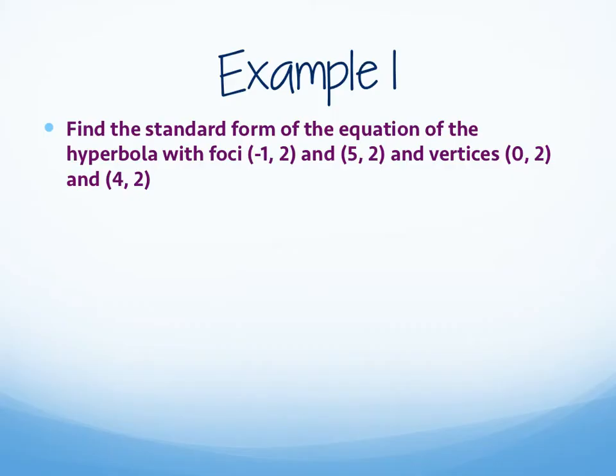So this one says find the standard form of the equation of the hyperbola with foci negative 1, 2, and 5, 2, and vertices 0, 2, and 4, 2. So the first thing I would do is graph it. So negative 1, 2, 5, 2. These are my foci. 0, 2, and 4, 2. Those are my vertices. So what do you know already about this hyperbola?